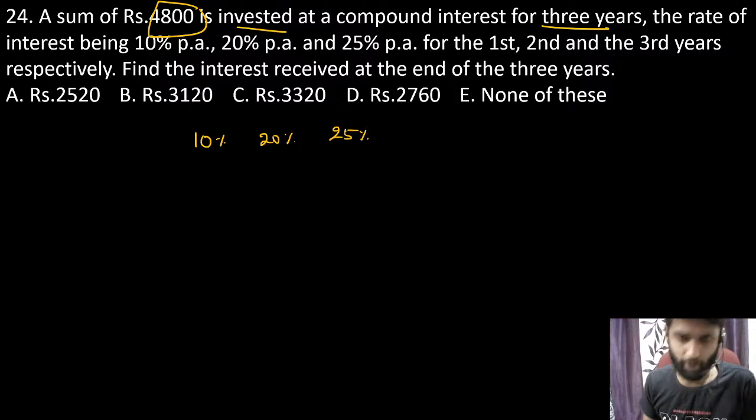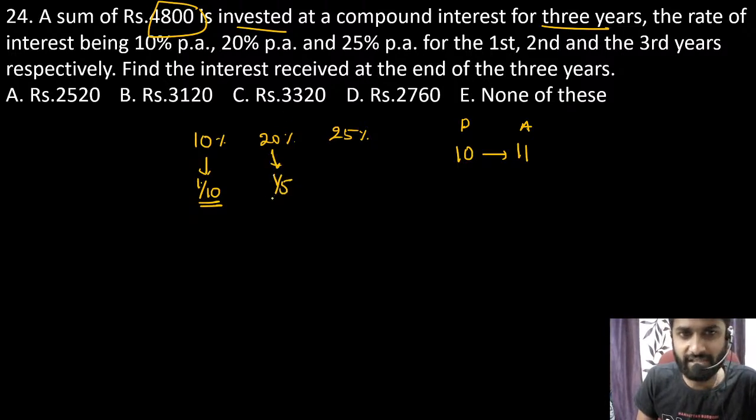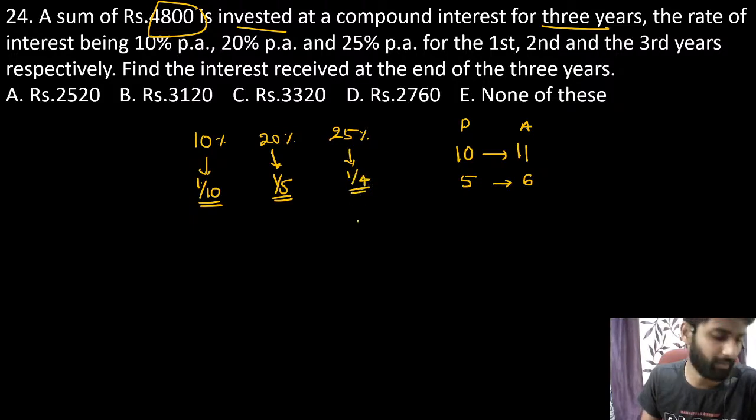Guys, for this type of question, don't go with the direct method. 10% is converted into the fraction 1 by 10. What is your observation? For every 10 rupees, he earns 1 rupee, which means he gets an amount of 11 rupees. This is the principal and this is the amount for the first year. For the second year, 20% means the value becomes 1 by 5. If you take 5 rupees, you need to pay 1 rupee extra at the end of the year, so you pay 6 rupees. Again 25%: consider it as 1 by 4th. If you take 4 rupees, at the end of the duration you need to pay 5 rupees. This is the calculation.